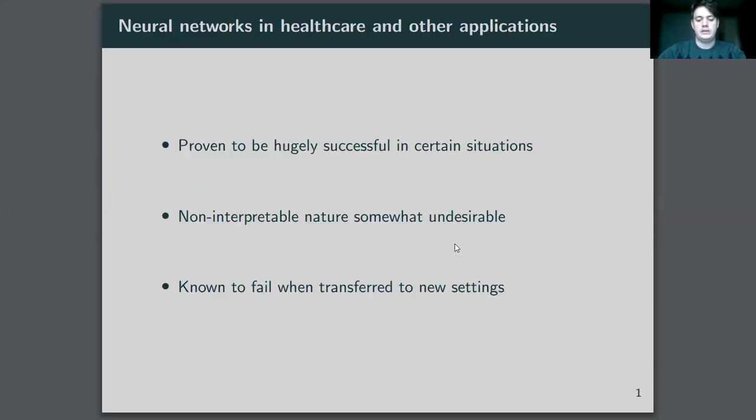We have looked at this in the context of neural networks, as in most realistic settings, those are the ones that are used. They have been proven to be quite successful in all manner of different situations. However, they are non-interpretable by nature, which is not always what we would like. And they've also been known to fail when transferred to new settings from the ones that they were trained on.